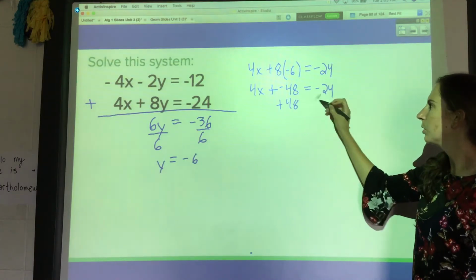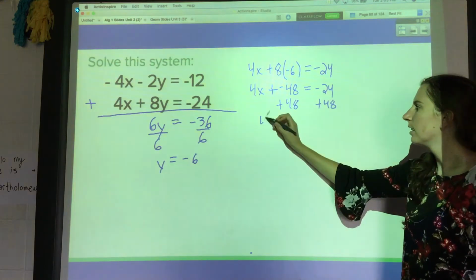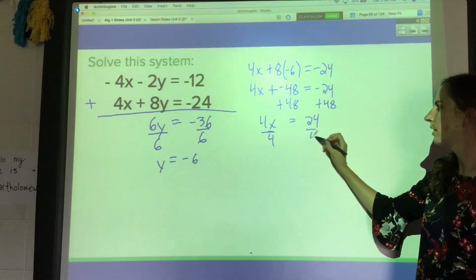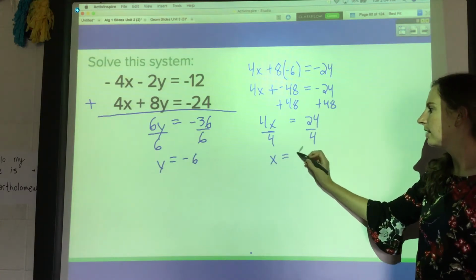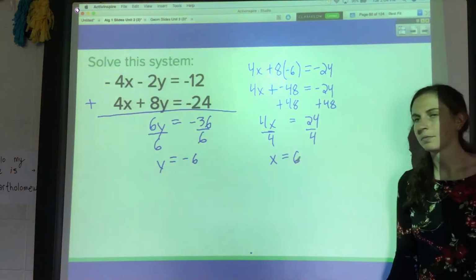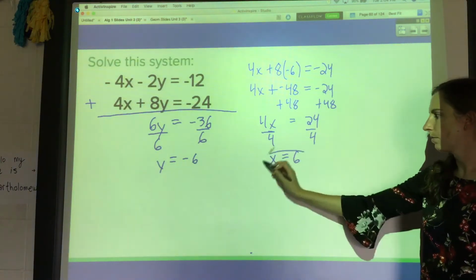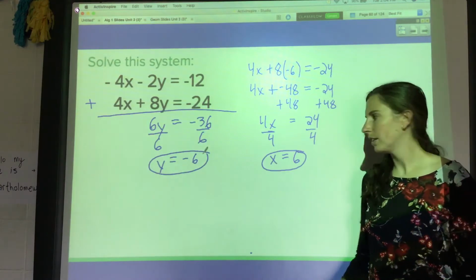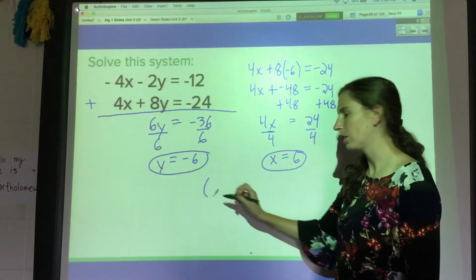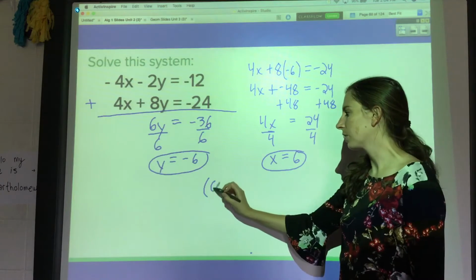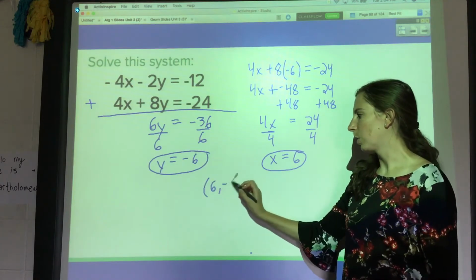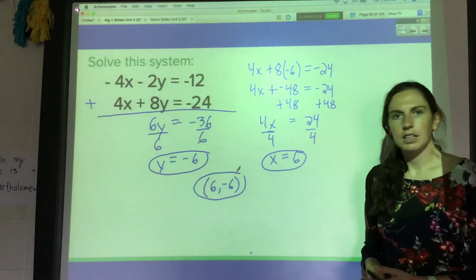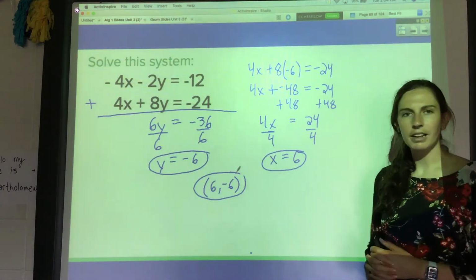Add 48 to both sides. And then divide by 4. And x is 6. So that is my solution. 6, negative 6. This is fine, but if you want, you could combine that into an ordered pair. 6 is the x, so it goes first. Negative 6 is the y. So either way. All right, I want to mention, why are we allowed to do this?